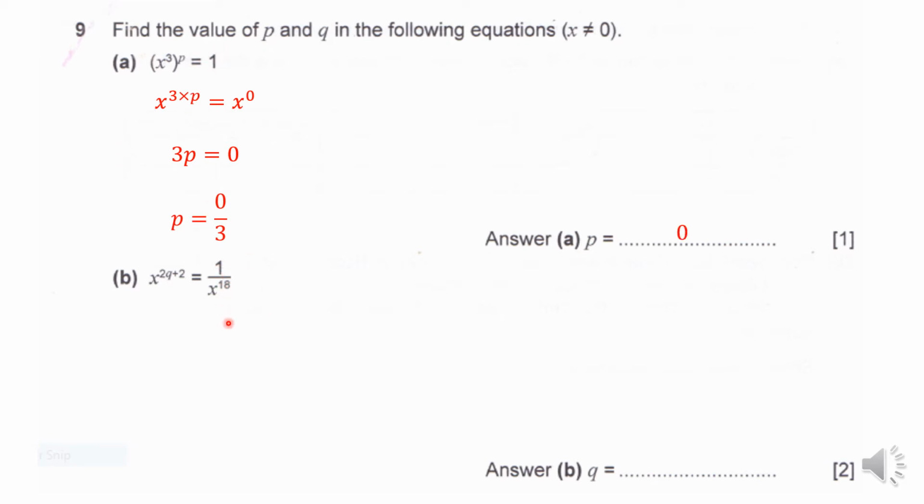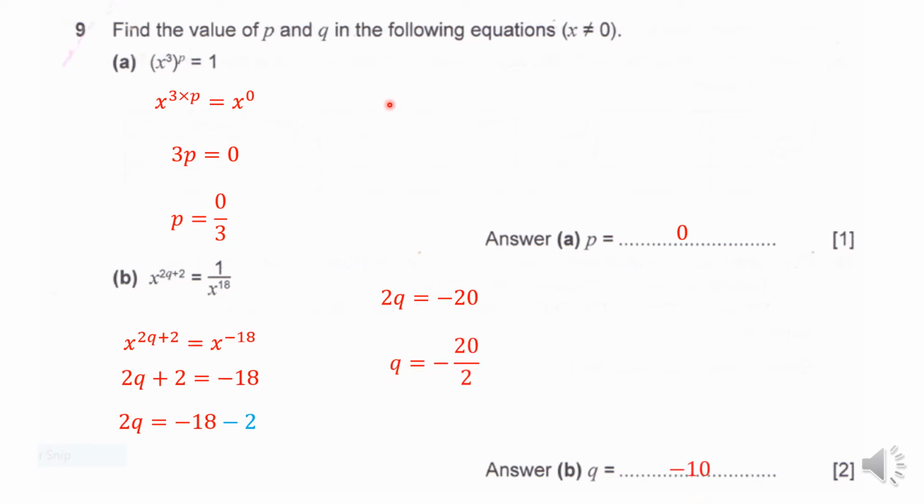1 over x to the 18th power becomes x to the negative 18th power. Then you take the coefficients and let them equal each other, 2q plus 2 equals negative 18. So you solve that for q, and you should get that 2q is equal to negative 20.